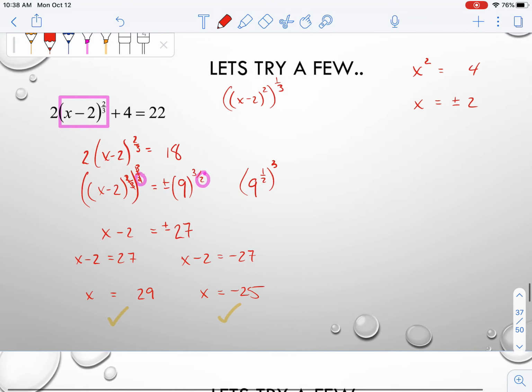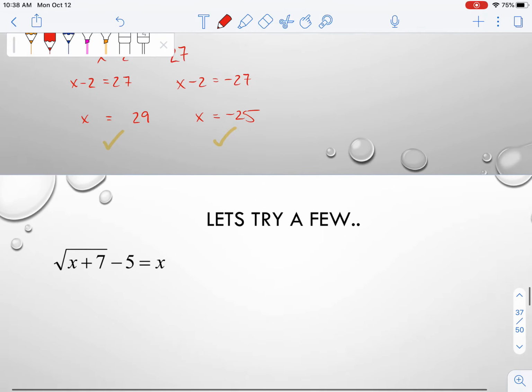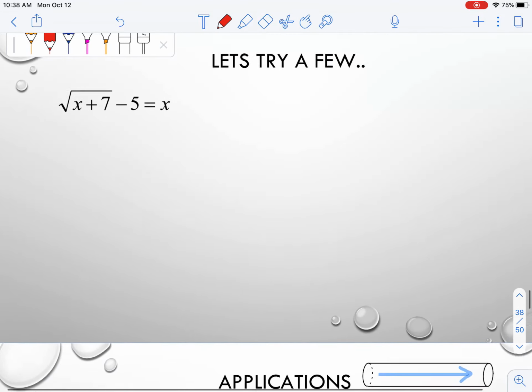So, just to recap there, whenever you raise both sides to a reciprocal power, if the denominator of that power is even, whether it's a 2, a 4, a 6, whatever, I've taken an even indexed root of both sides and I need a plus or minus. All right, let's try the next one.